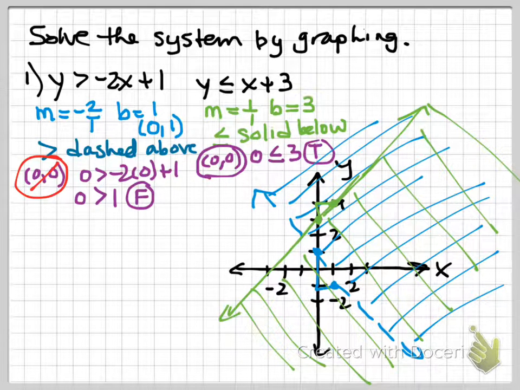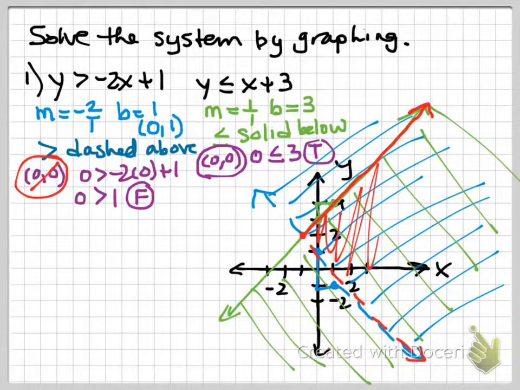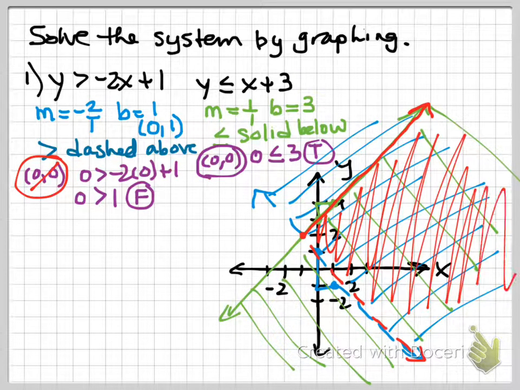I'm going to highlight it in a new color. It starts here at the intersection point. It's solid at the top of it. It's dashed at the bottom. And it's everything in between. Okay? Now, that's the double shaded region. It was blue and green, right? That's what we're looking for, the overlap.